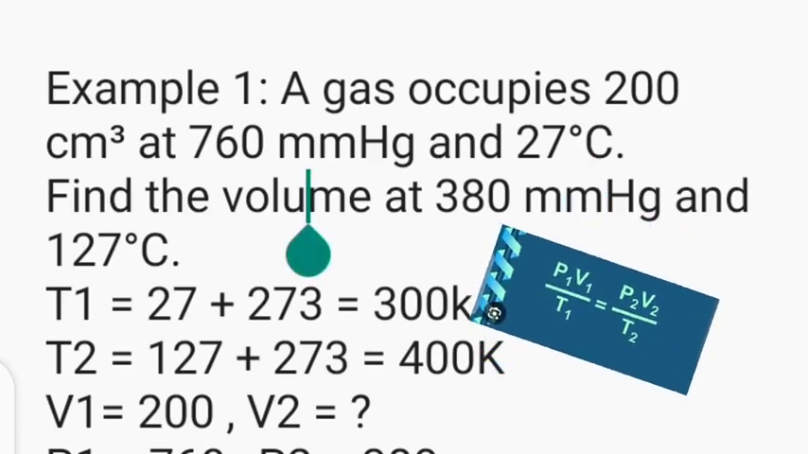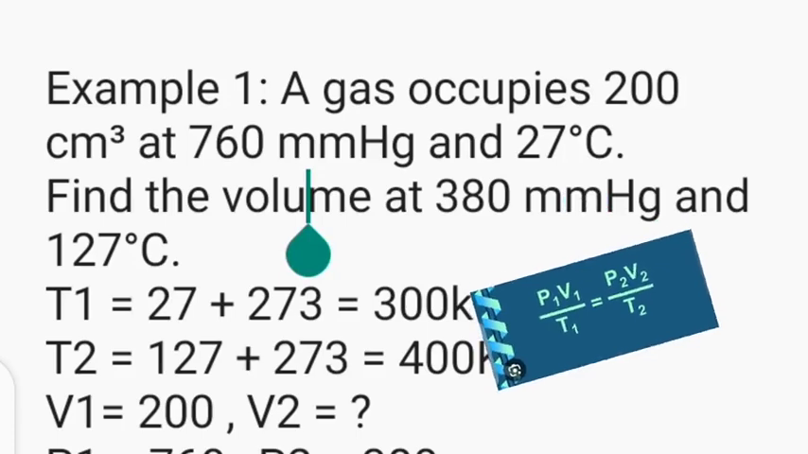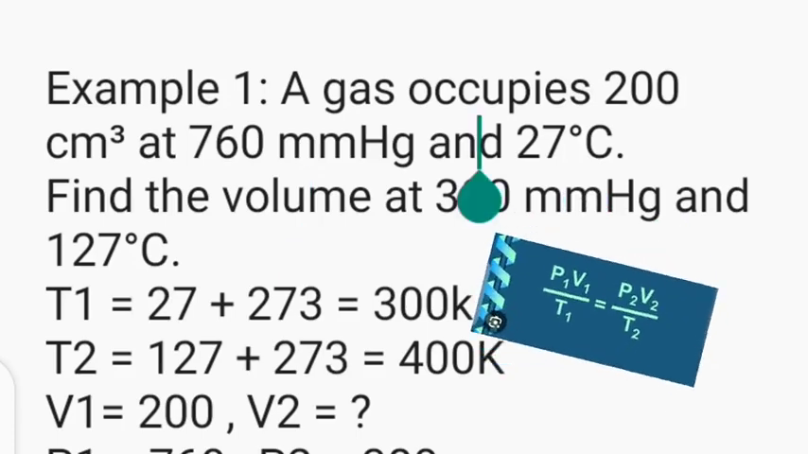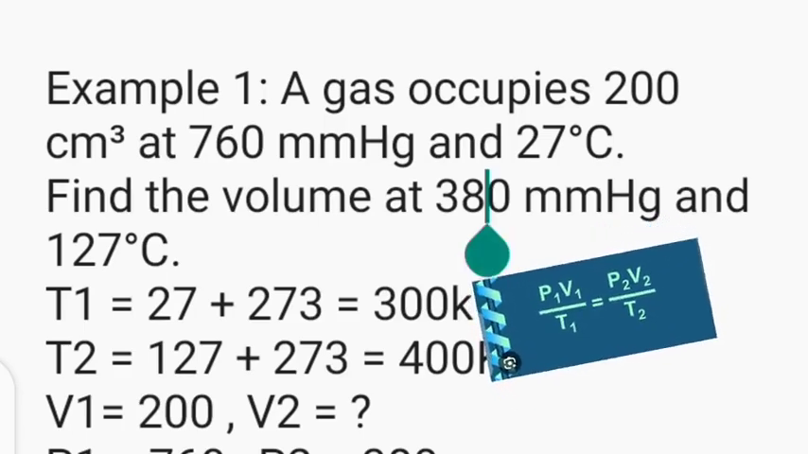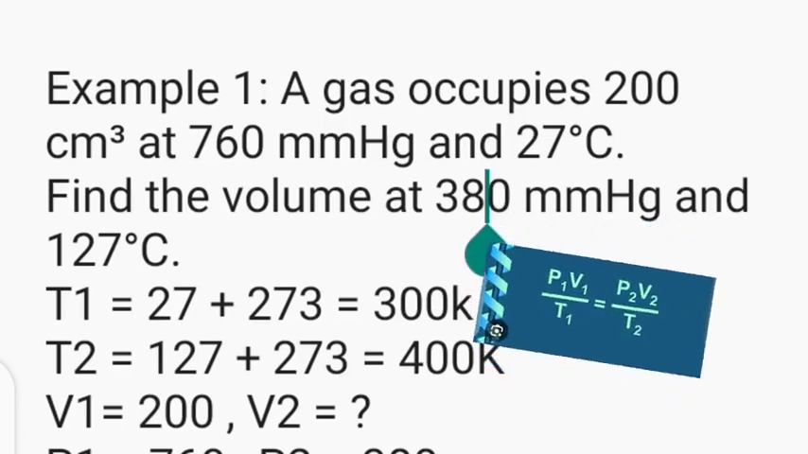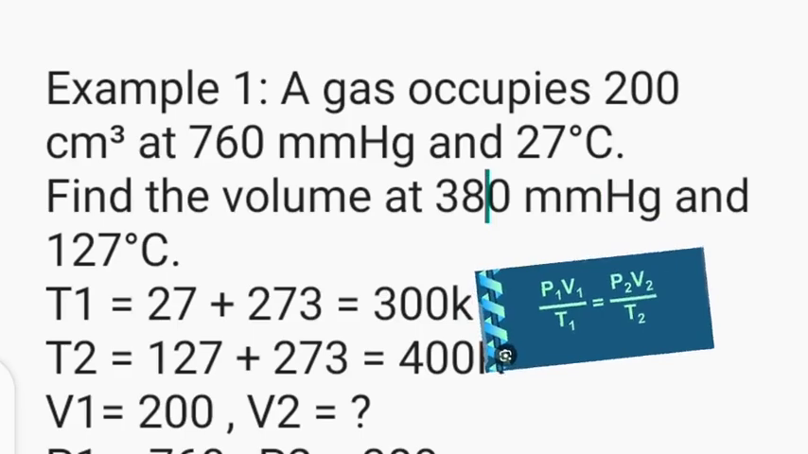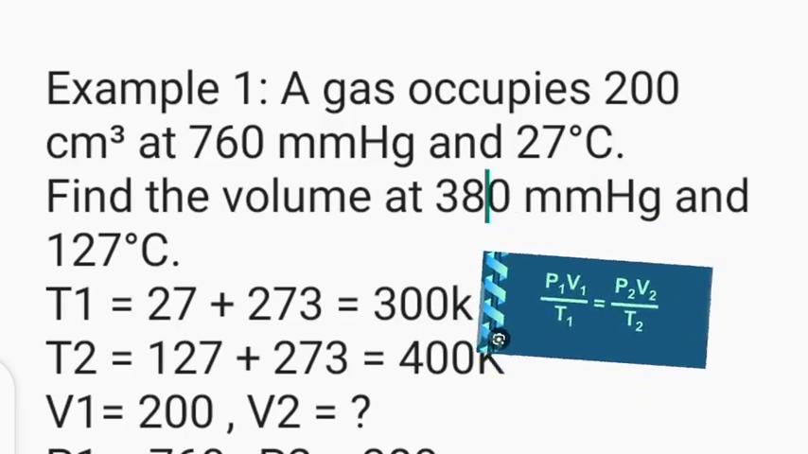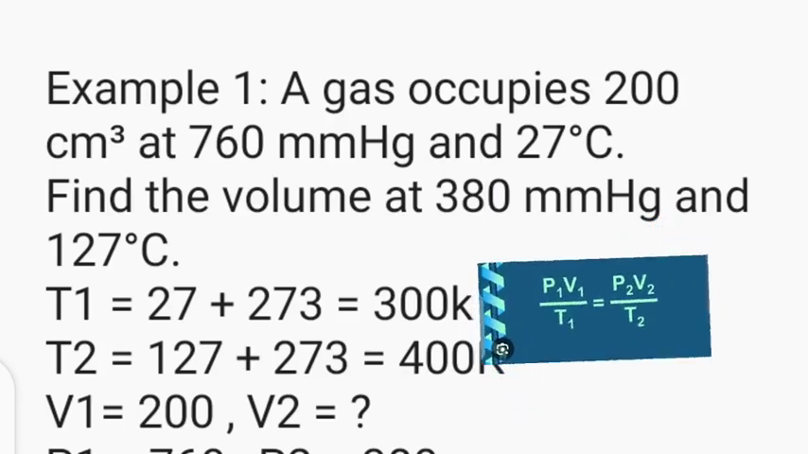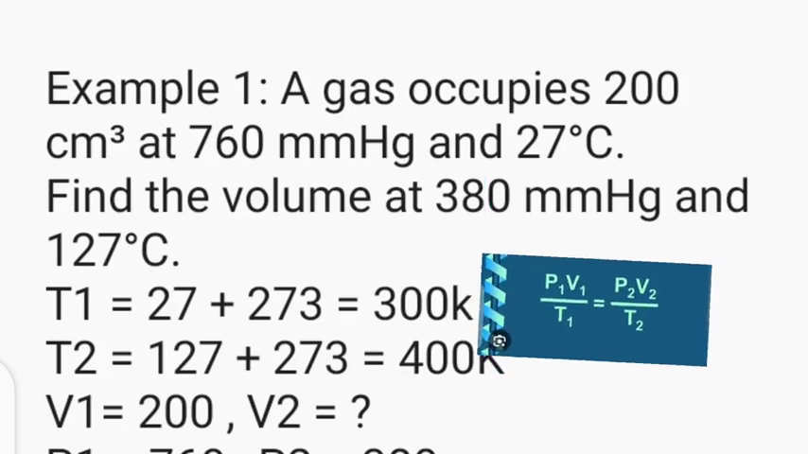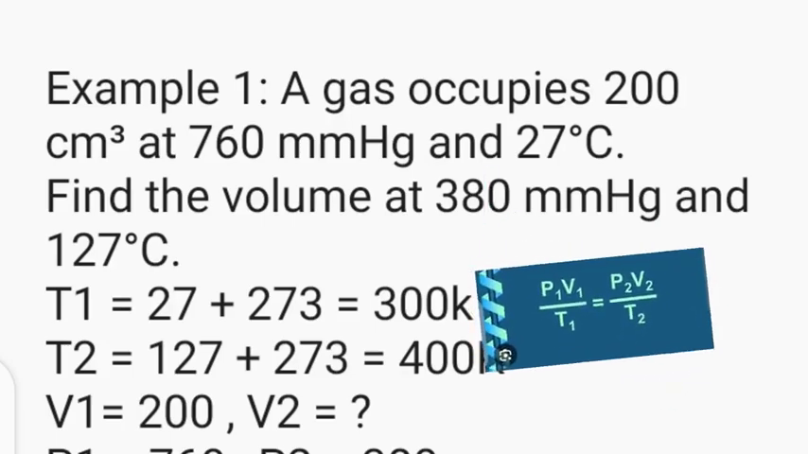So this one is your V2, which you are looking for. This is unknown. Then P2, that's 360 mmHg, and your T2 is 127. The first thing we are going to do here is quickly convert the temperature from degrees Celsius to Kelvin. How do you do that? Just add 27 plus 273, that's 300 K for T1.